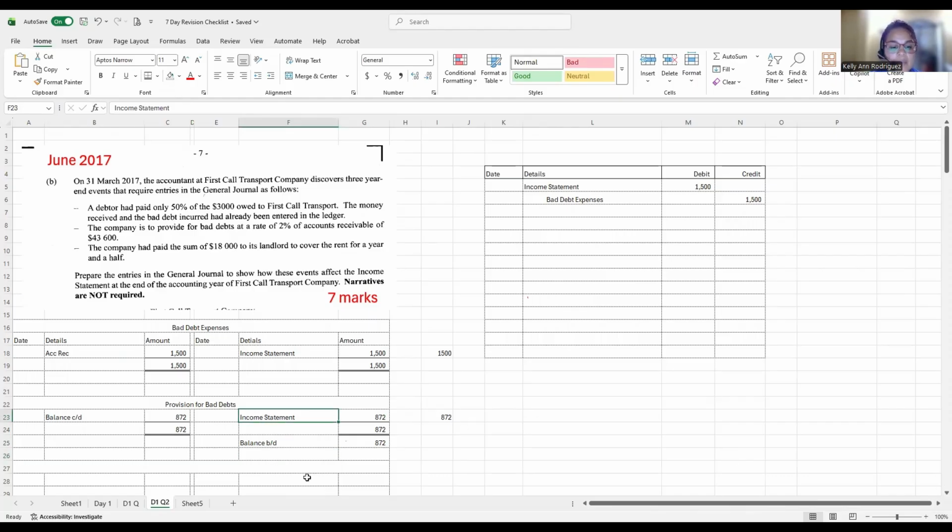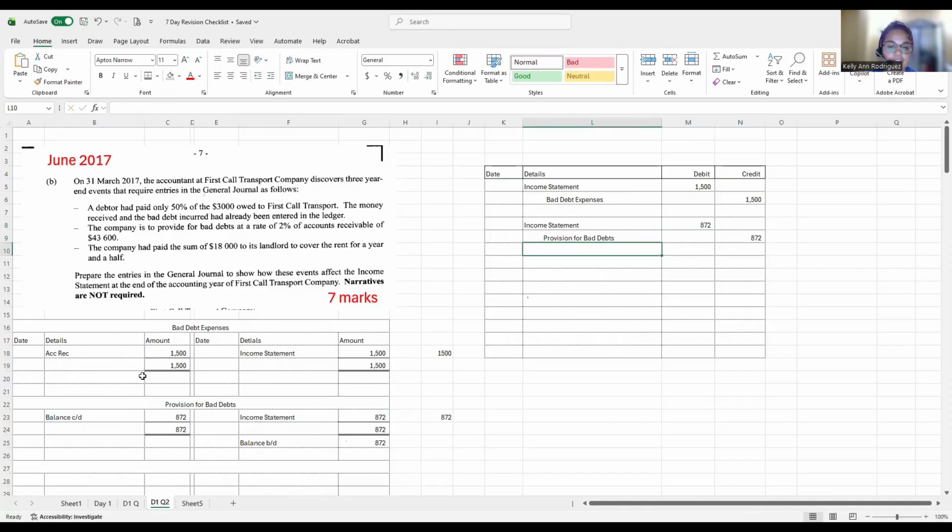So the income statement, here you see you credit your provision for bad debts. So therefore, you would have debit your income statement. So once again, in your journal entry, you would debit your income statement for 872, and you will credit, with your indentation, provision for doubtful debts or provision for bad debts, 872.